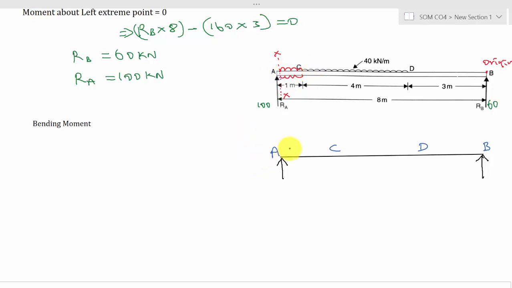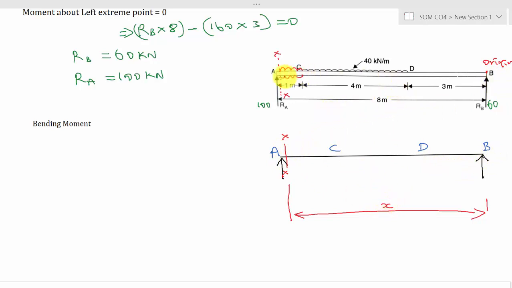So now I can convert this, so this is my section XX, and I can convert these two uniformly distributed loads into point loads. So here this is my overall distance and this distance is x. Since I have started the origin from the right side, the distance between the origin and the plane XX is considered as the x.